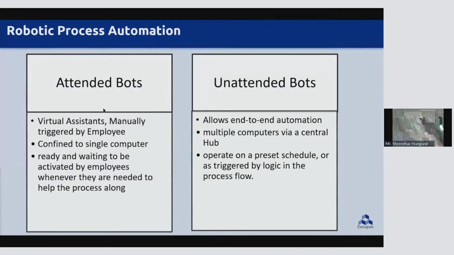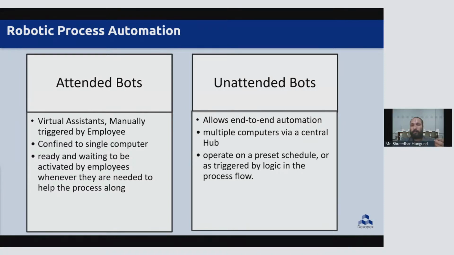Fundamentally, there are two types of RPA bots. One is an attended bot and another one is an unattended bot. As the name suggests, attended bots are those which require a manual trigger by a user, as opposed to unattended bots that can be pre-scheduled or begin on their own based on predefined triggers.